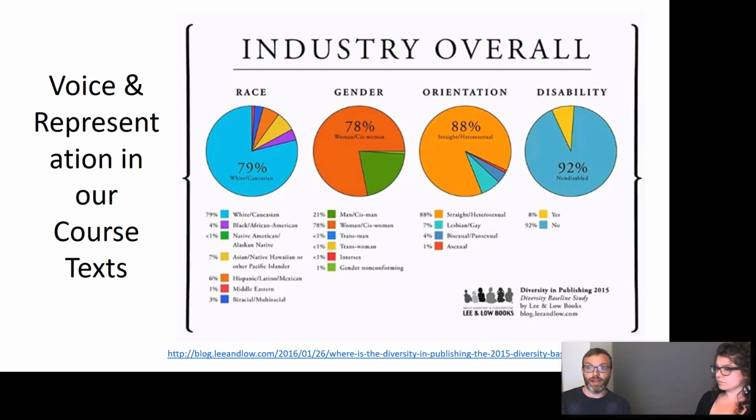We've got this slide here of the publishing industry overall, and it shows that white, heterosexual, able-bodied men are the dominant authors. And so their voices and perspectives are being represented more than other folks. This is a really big problem in mainstream publishing, and this is also very similar in academic publishing. The representation is about the same, and we have no reason to necessarily believe that things would change in OER texts, right?